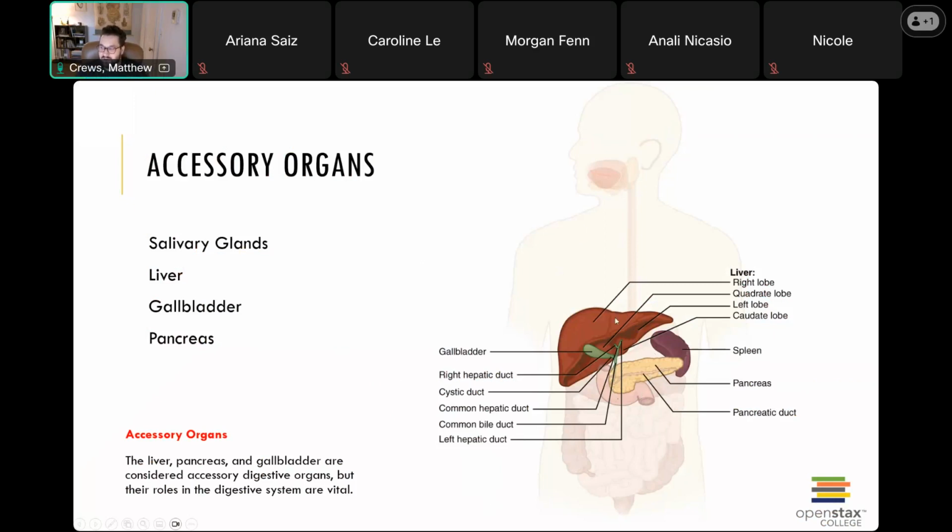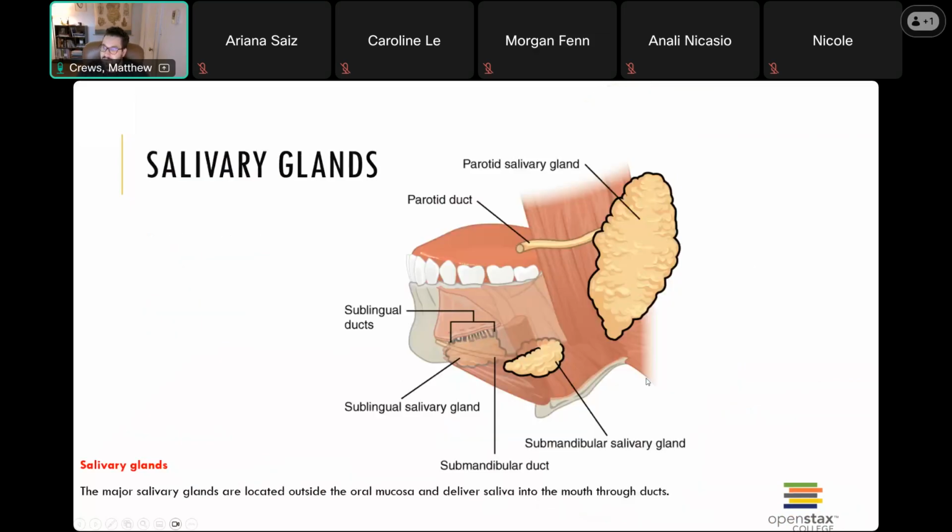They do secrete enzymes. They do affect the rest of what the digestive system is doing. And they do a lot of other stuff that's super important. Okay. So those organs are the salivary glands, the liver, the gallbladder, and the pancreas. And not the spleen, but that's here for some reason. All right, let's talk about salivary glands.